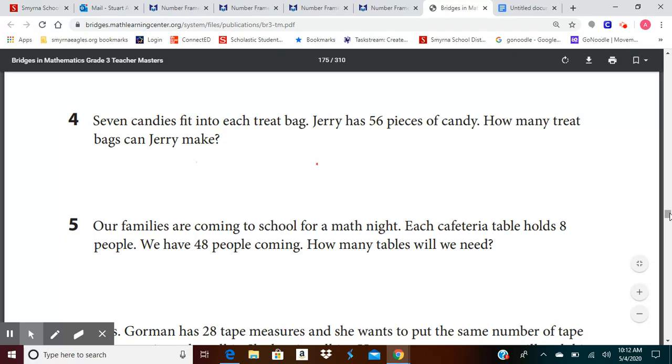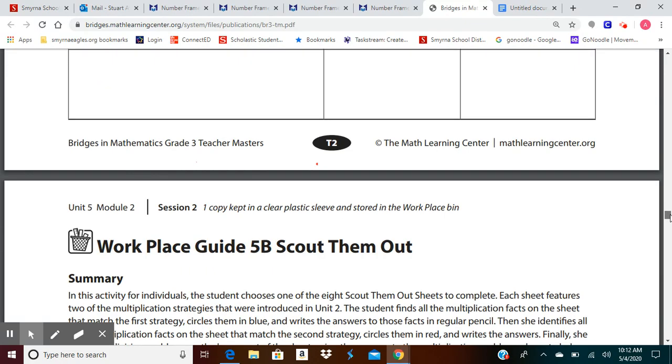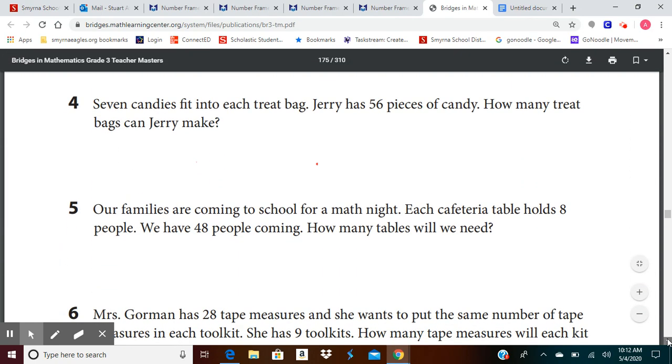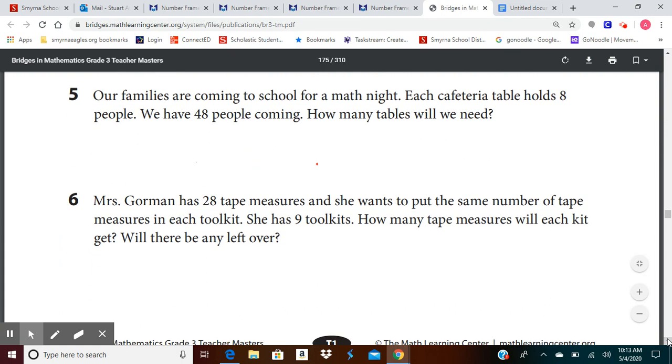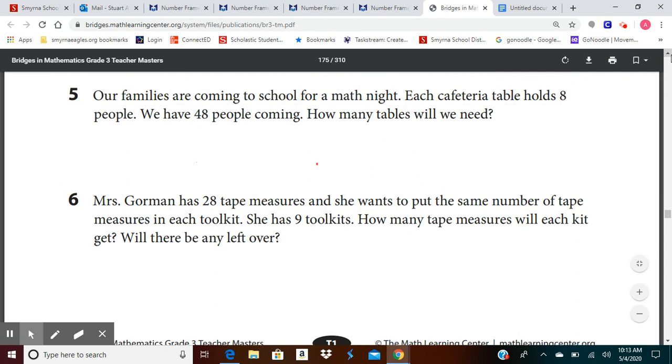I'm going to, oh gosh, I thought I was going to scroll down. I'm going to let you look at number 5 and number 6. If you and your family would like some extra practice, feel free to do number 5 and number 6.